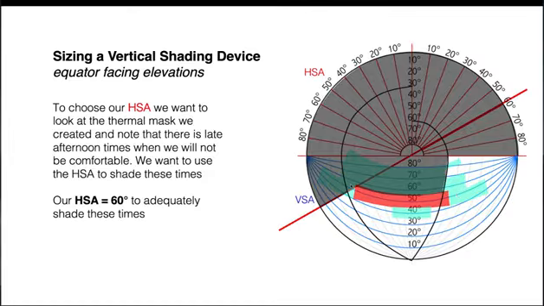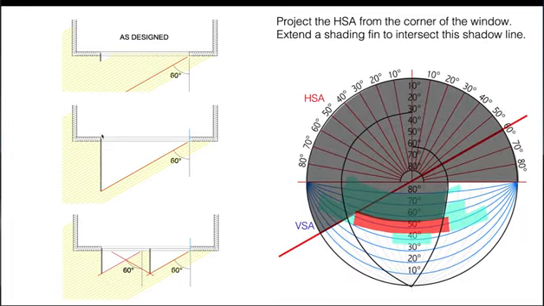And the effect this is going to have, remember our HSA is understood in plan, is it's going to create this fin. And a fin is a shading device that extends from the elevation straight out and runs up the side of the window. So this is as the building is designed currently with a little fin right there, but it doesn't block any of these late afternoon sun angles.